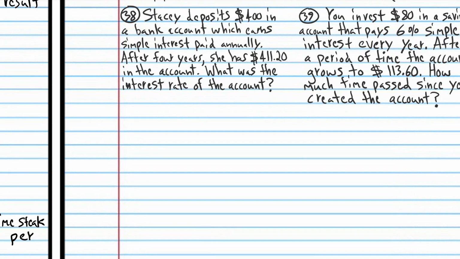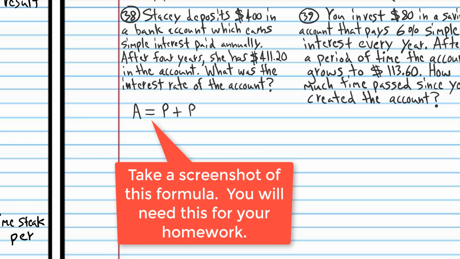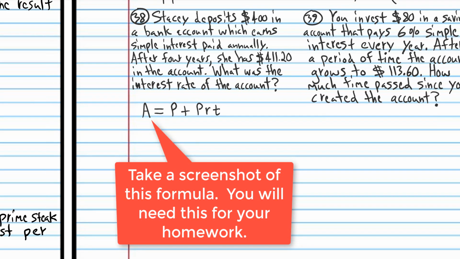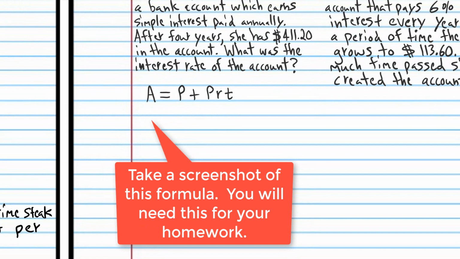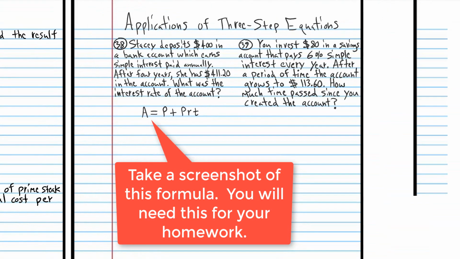So if you recall, the amount of money in a bank account is equal to the original amount, principal, plus the principal times the interest rate times the amount of time that it's in the account. So that's our master formula. That's the formula that we're going to be using for these interest problems, these financial problems. So this is only simple interest. We have not learned compound interest. That's beyond the scope of this course.